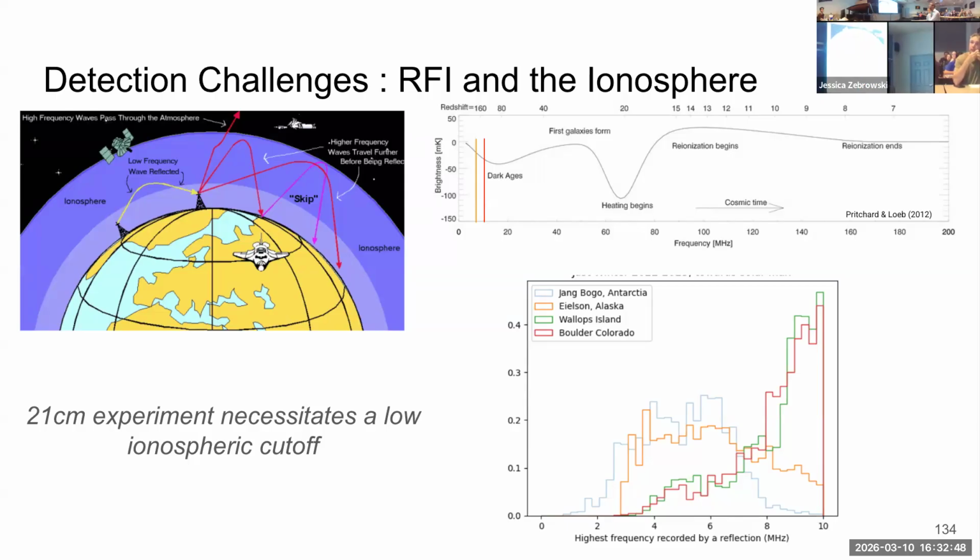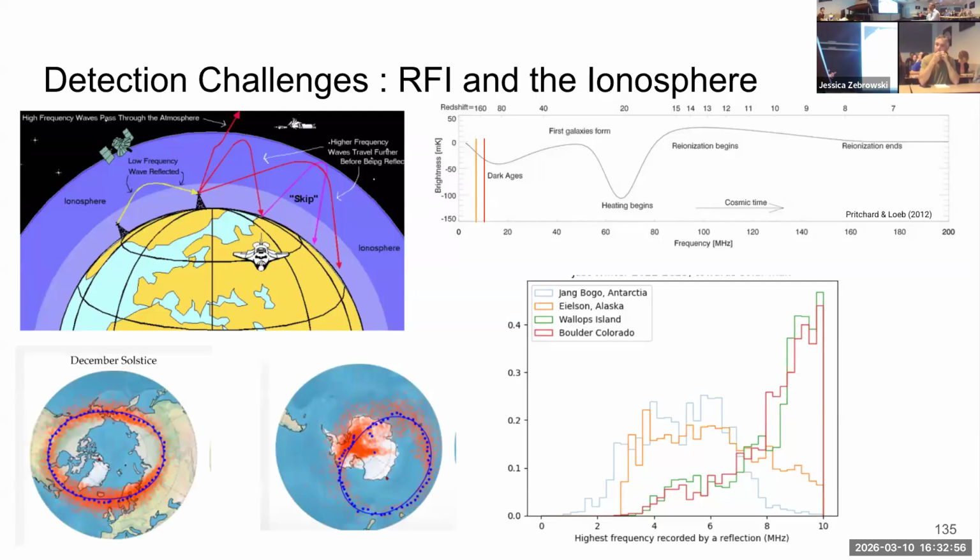But there's a cool trick. You might ask, on this plot, why are Alaska and Antarctica so much better than Wallops Island or Boulder, Colorado? It's because there's this feature called the ionospheric trench around the North Pole and sort of the South Pole, and it has to do with the alignment of the Earth's magnetic field. Those are places on Earth where the ionosphere is actually super thin. So some of us at Chicago have decided to go out and try to measure whether you can make this measurement from one of these locations.